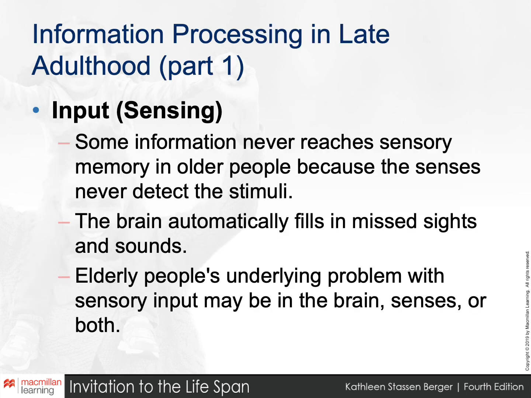The brain automatically fills in missed sights and sounds. Most older people believe that they see and hear whatever is important, but vital information may be distorted or lost without the person even realizing. Elderly people's underlying problem with sensory input may be in the brain, so the input is not processed correctly, or in the senses, where the input just never reaches the brain, or it could be a combination of the two.